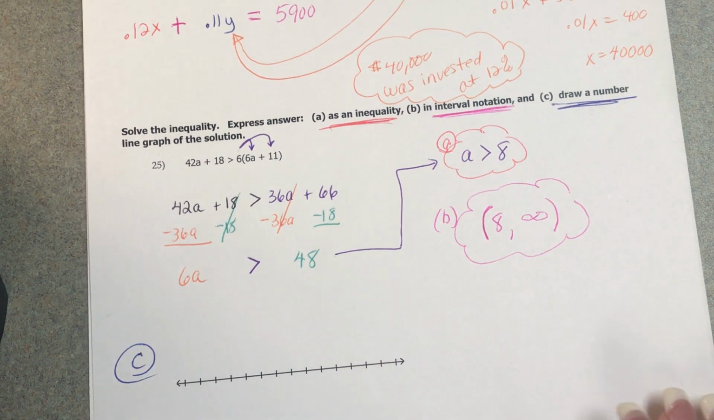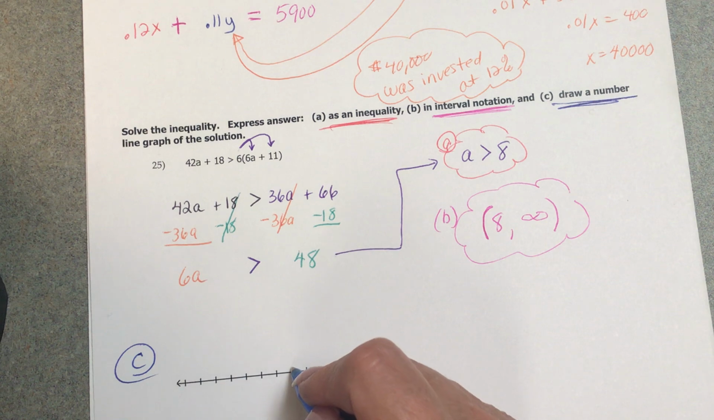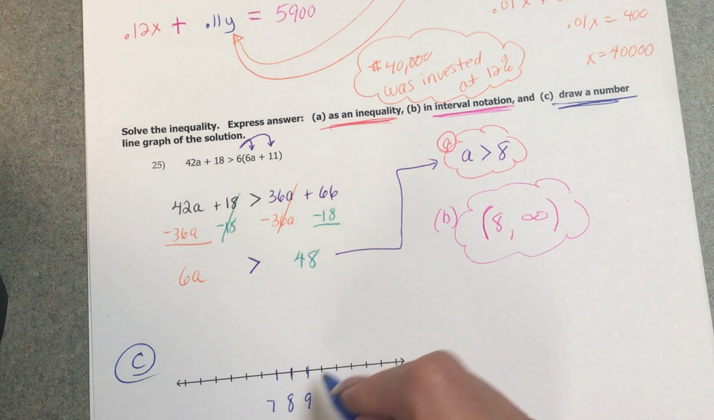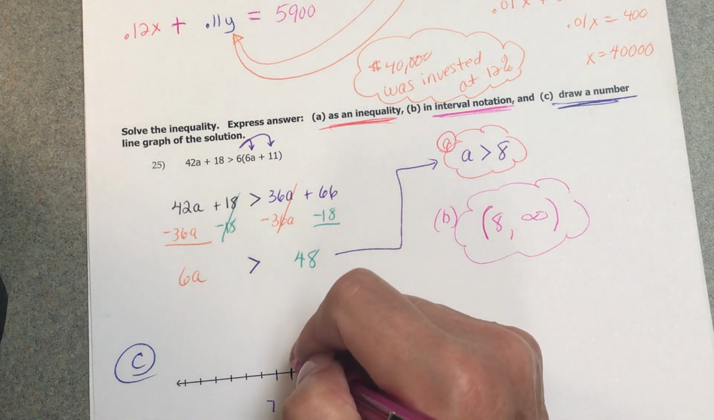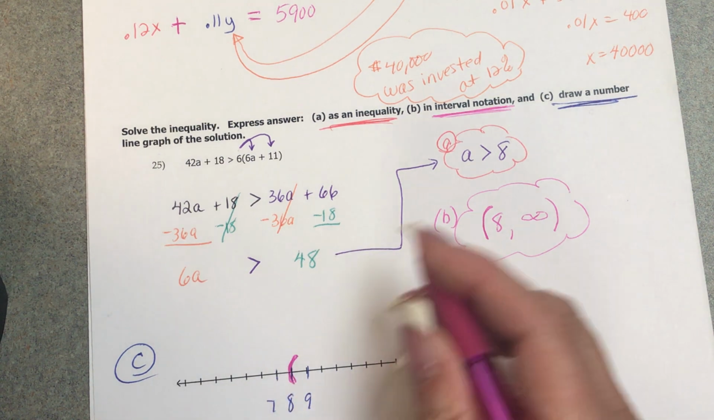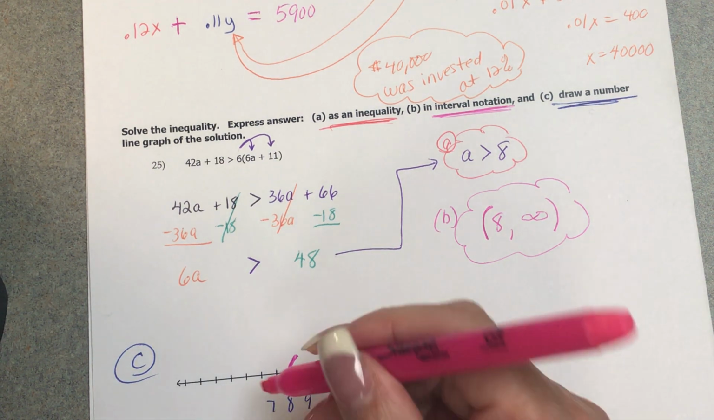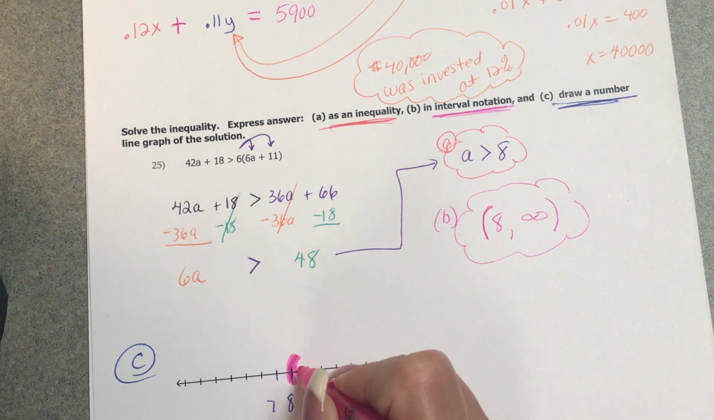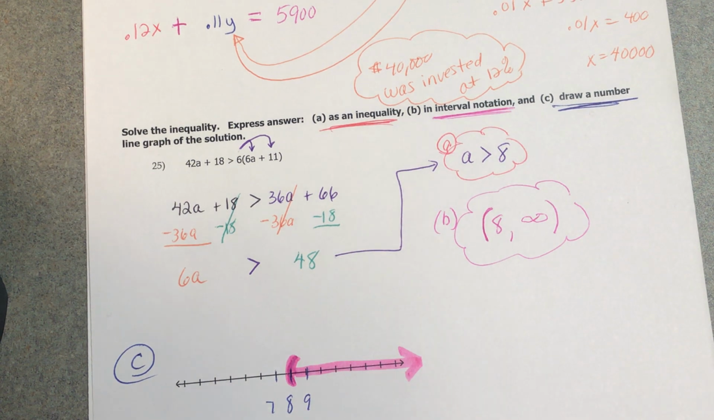That's going to be down here. So somewhere on this number line is 8. I'll just say it's right here, which means this would be 7 and this would be 9 and so on and so forth. And then I am going to put a parenthesis on the 8 and then highlight it going this way. And that would be the number line graph of the solution.